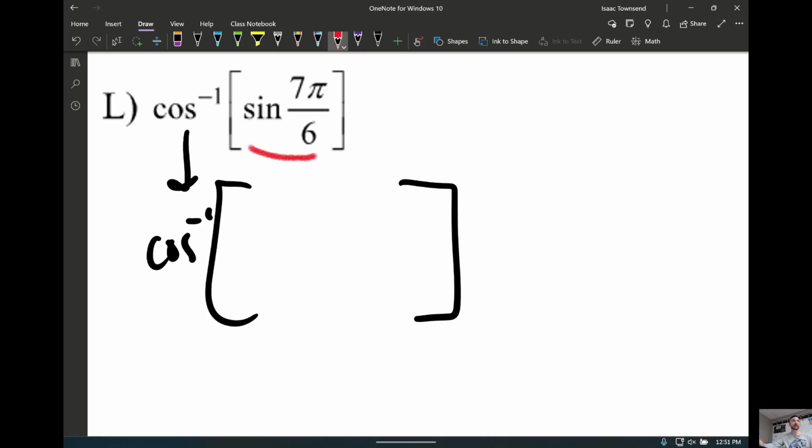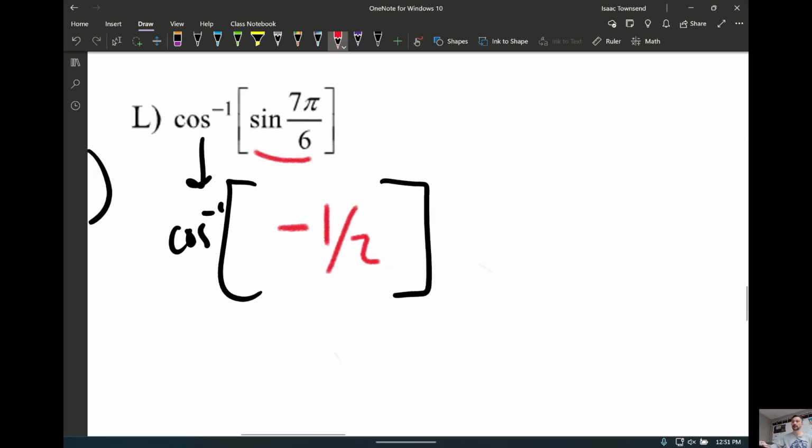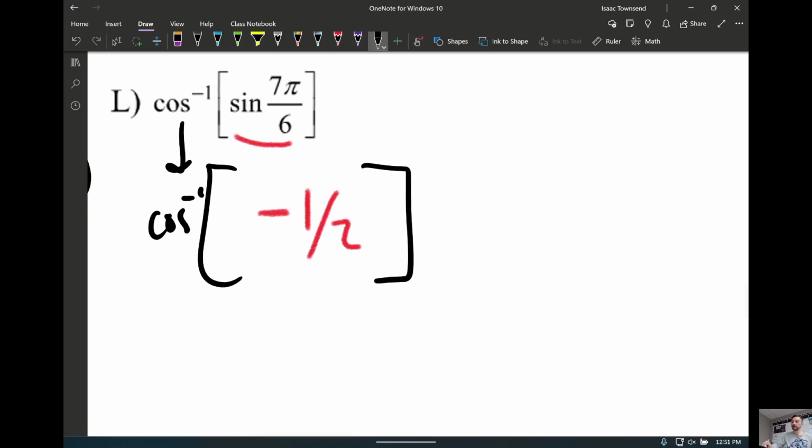This is regular sine. This is not new. If we go to 7 pi over 6, the y value there is negative 1/2. Then what's new is I can go around the unit circle and mark everywhere where cosine is negative 1/2.